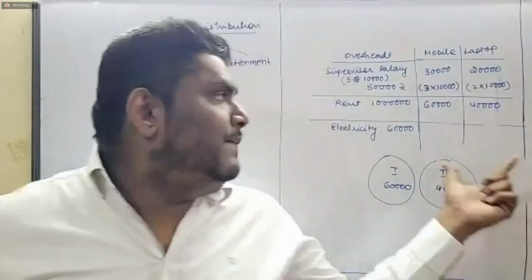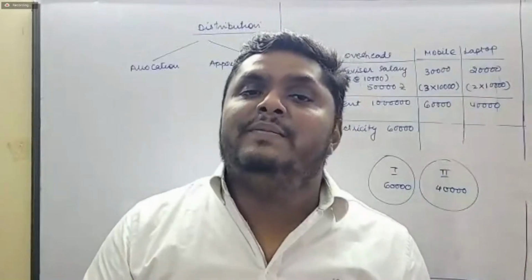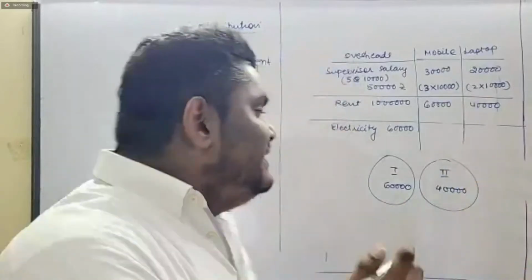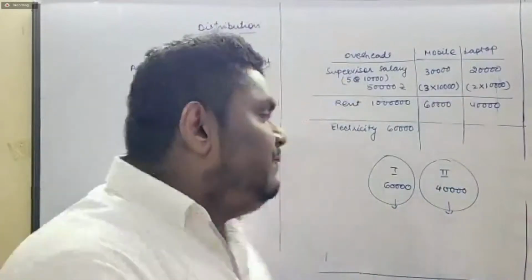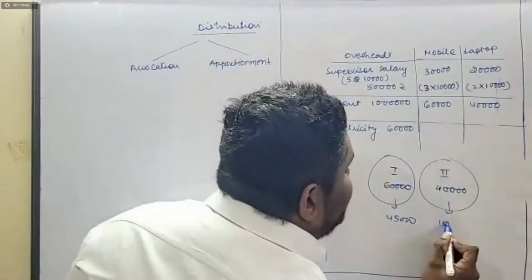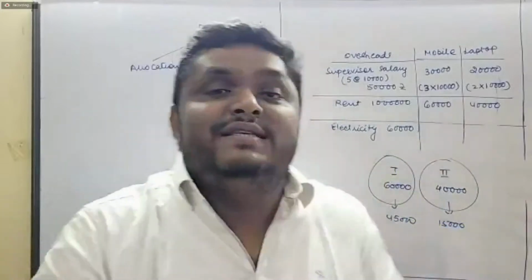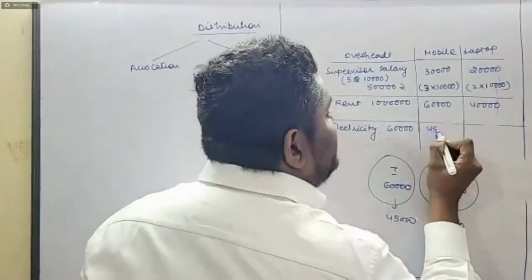Now, when talking about electricity also, there are separate meters installed in the premises. Let's say the electricity bill of premise 1 is 45,000 and for premise 2 it is 15,000. Again, this information is given in the question. So very simple, guys, we can directly distribute it.